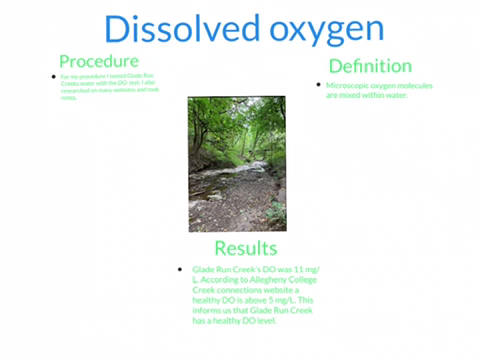Results. Glade Run Creek dissolved oxygen was 11 milligrams per liter. According to the Allegheny College Creek Connections website, a healthy dissolved oxygen is above 5 milligrams per liter, and this tells us that Glade Run Creek has a healthy dissolved oxygen. A cool fact about dissolved oxygen is that without it, fish would drown.